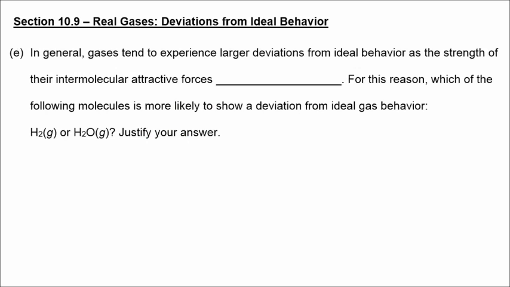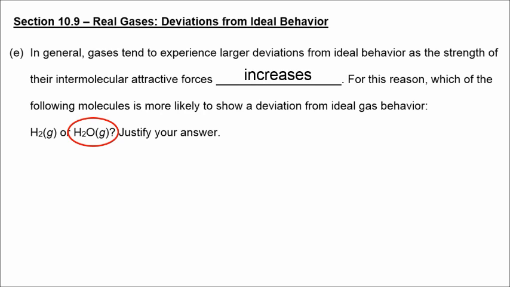All right, in general, gases tend to experience larger deviations from ideal behavior, we said, at low temperatures and high pressures, but also in general as the strength of their intermolecular attractive forces increases. So which chemical, hydrogen or water, would be more likely to deviate from ideal behavior?